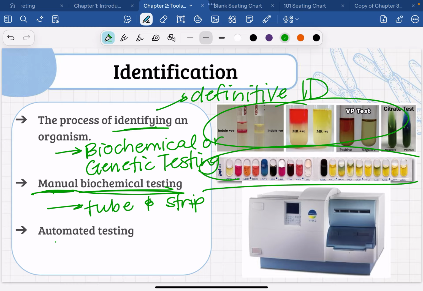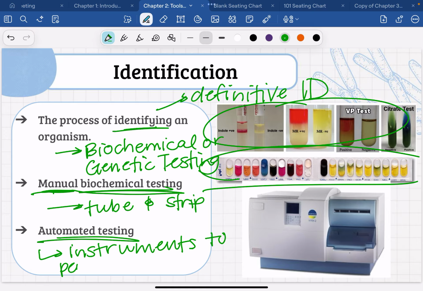Nowadays, most identification is done through automated testing. And automated testing is the process of using instruments to perform biochemical testing.